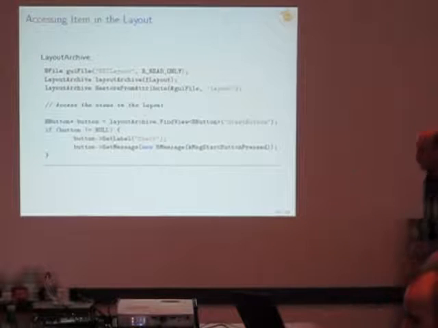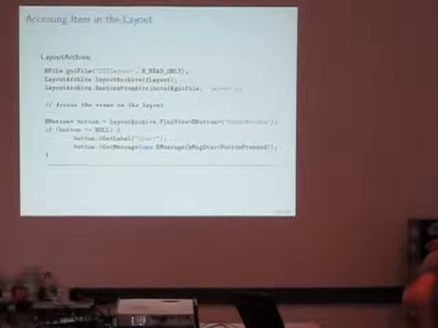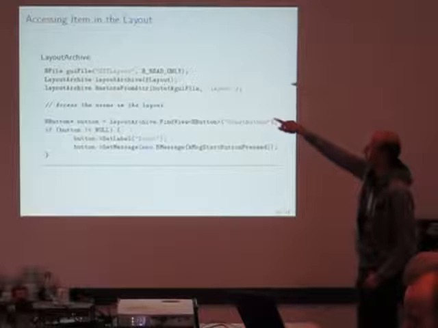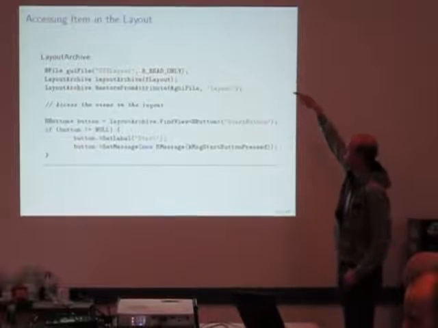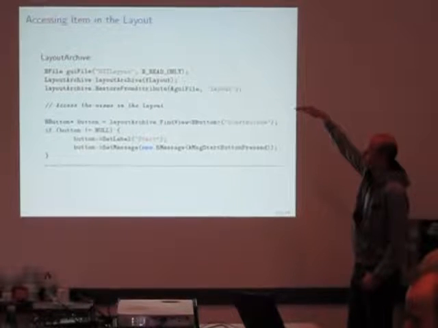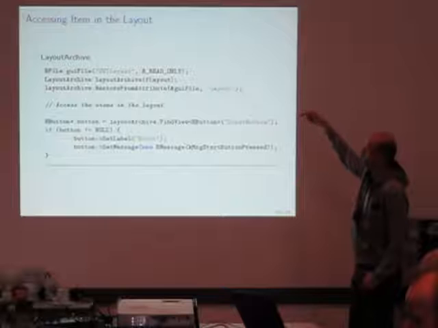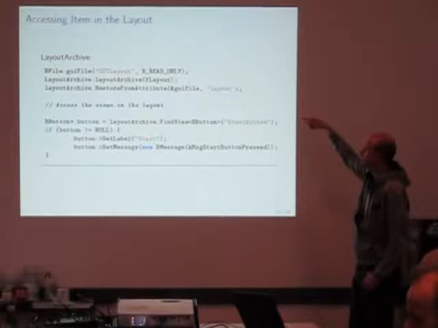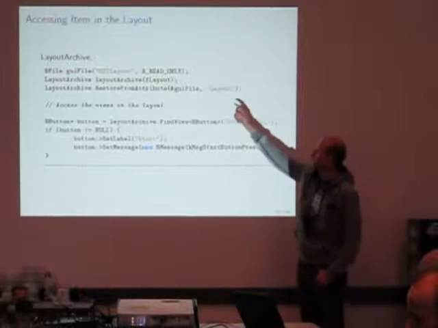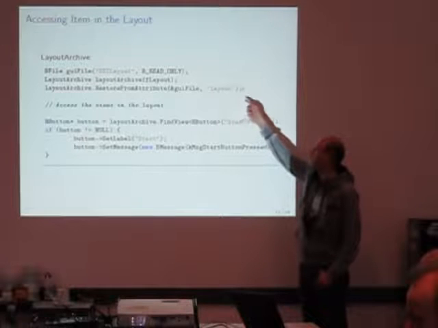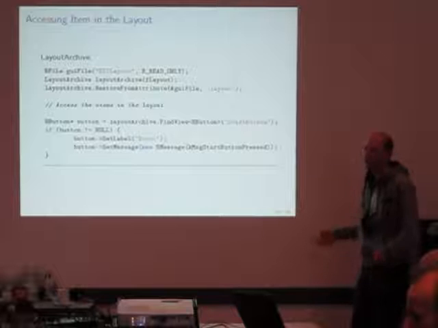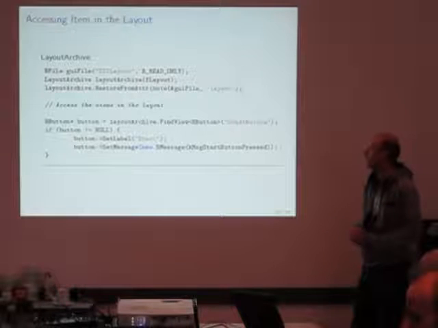For example, the stored pseudocode. I just assume that I stored my layout specification in GUI layout, in this file on the top. Then I initialize the layout archive, which takes a BLM layout. Then I just call restore from attribute, giving this method the file and the attribute name. And then I'm basically done. Then I already initialized the layout.